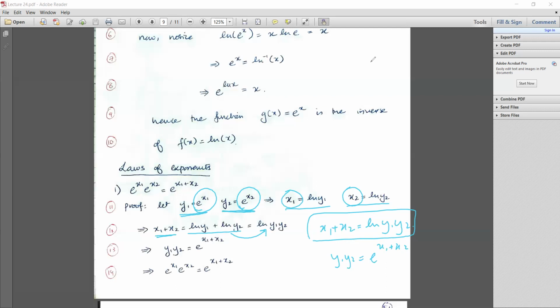And so if y1 y2 is e raised to power x1 plus x2, that means e raised to power x1 times e raised to power x2 is e raised to power x1 plus x2, because y1 was e to the power x1, and y2 was e to the power x2. So all we're really doing is using the properties of logarithms to find corresponding properties for exponentials. Any questions?